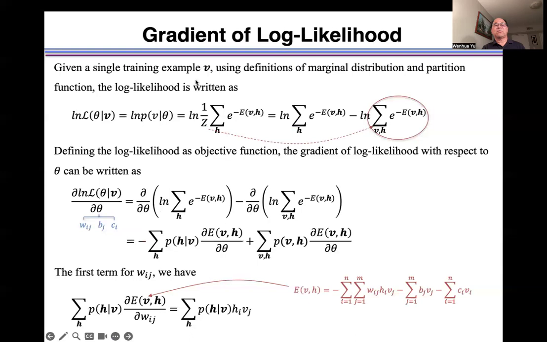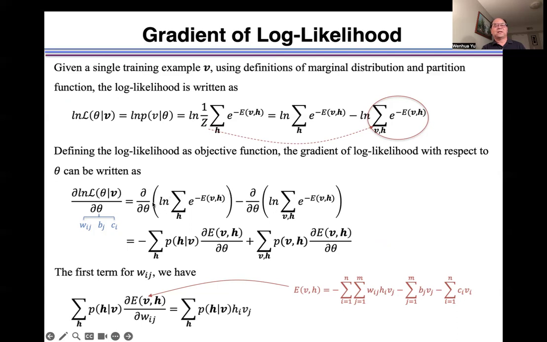Given a single training example V, using the definitions of the marginal distribution and the partition function, the log likelihood is expressed as a difference of two terms. Here, this summation over V and H is the partition function Z. Defining the log likelihood as an objective function, the gradient of the log likelihood with respect to model parameters theta can be expressed as two terms.